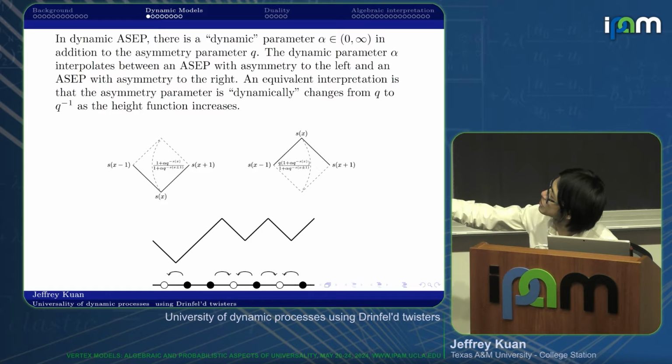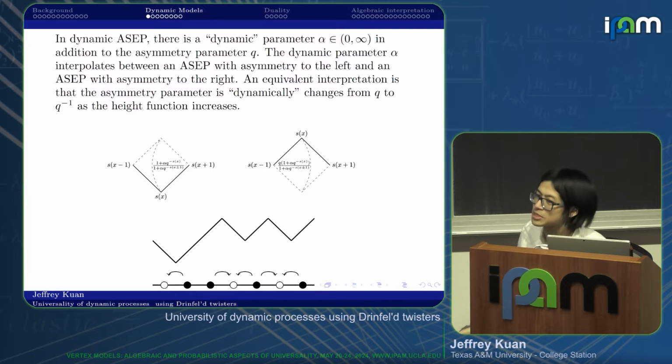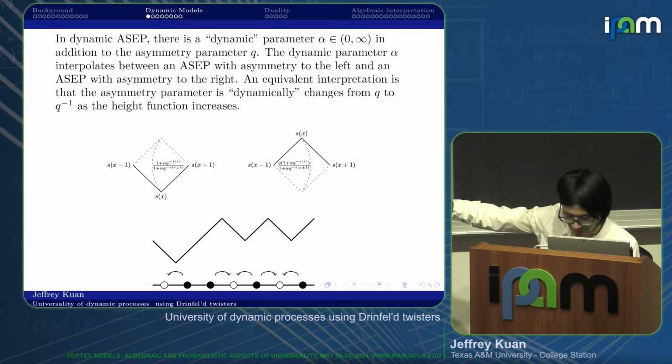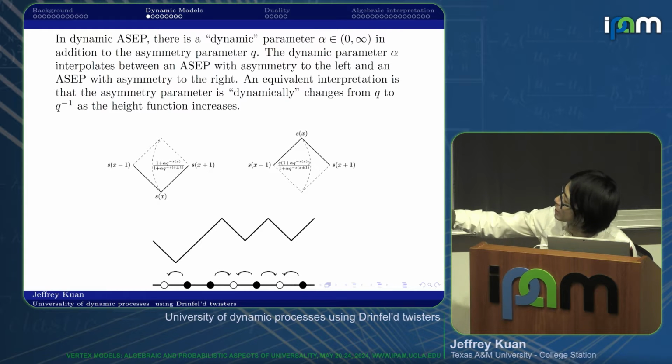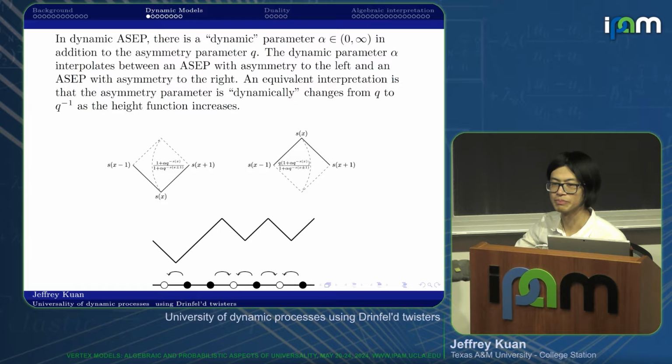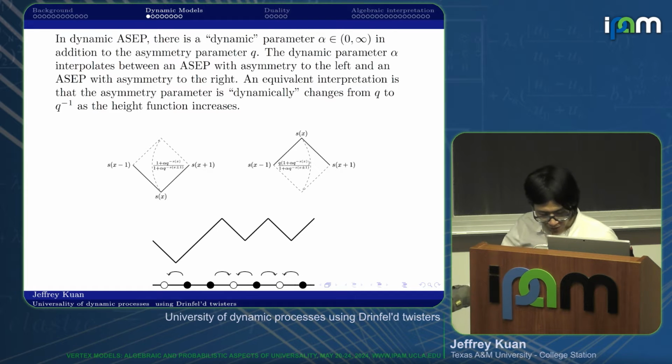So you don't have to read these jump rates too carefully. They're possibly too small to read anyway. But when alpha is 0, these jump rates are 1 on the left here and q on the right. And when alpha goes to infinity, the jump rates are reversed, so they are q and 1. So what happens is that as the height function increases, the asymmetry reverses, so then the height function gets pushed back down. We'll see it on the next slide with an animation.